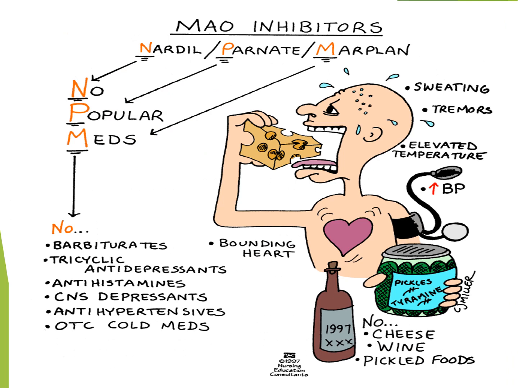MAOI inhibitors, remember, Nardil, Parnate, Marplan, right? No popular meds, right? So with this, you want to make sure they're not also taking barbiturates, tricyclic antidepressants, antihistamines, CNS depressants, antihypertensives, OTC cold medications. Sweating, tremors, elevated blood pressure, bounding heart rate are the things that you can see with those toxic levels, right? So you want to make sure no cheese, no wine, and no pickled foods like pickles, right? So very, very important.